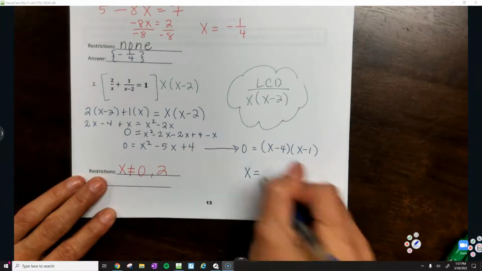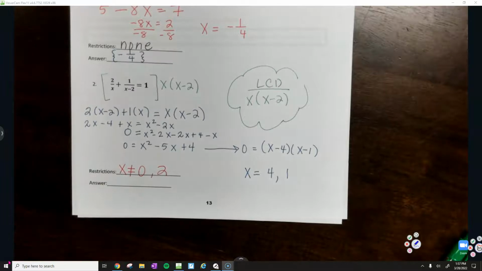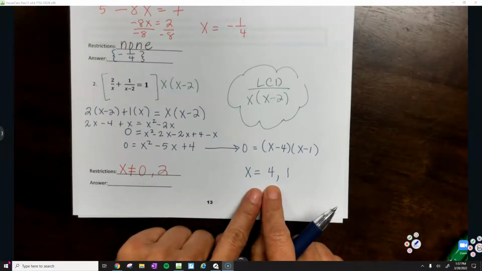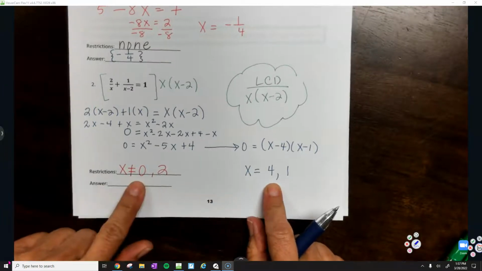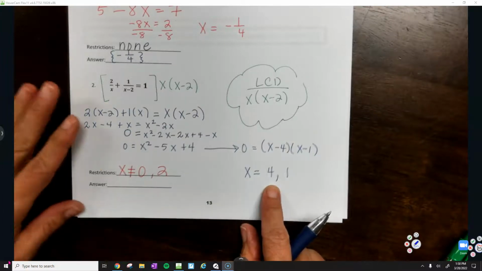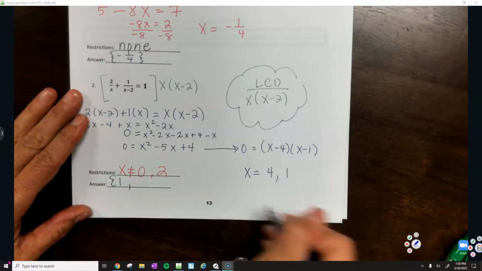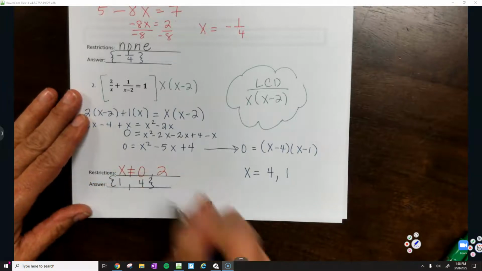So guys, x equals a positive 4 and a positive 1. So notice my answers for my x values, they're not my restrictions, so these are good answers. You have to put them in braces. So draw the best braces that you can and put the 4 and the 1 inside there.